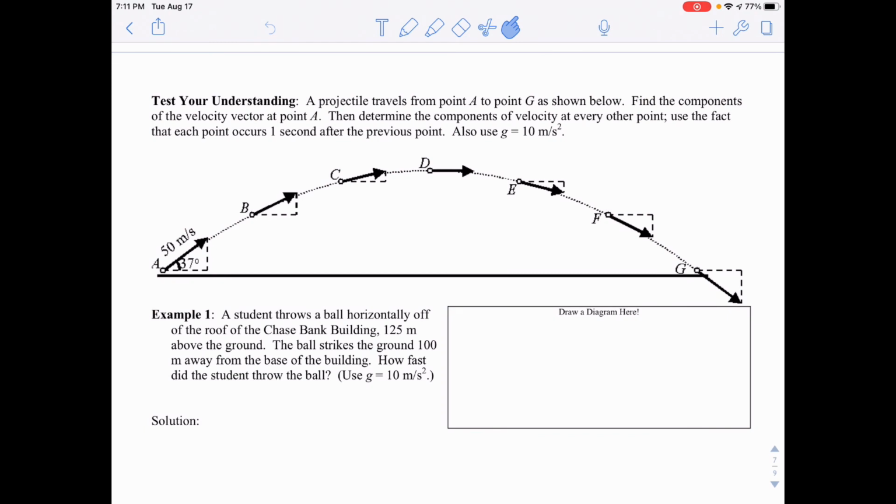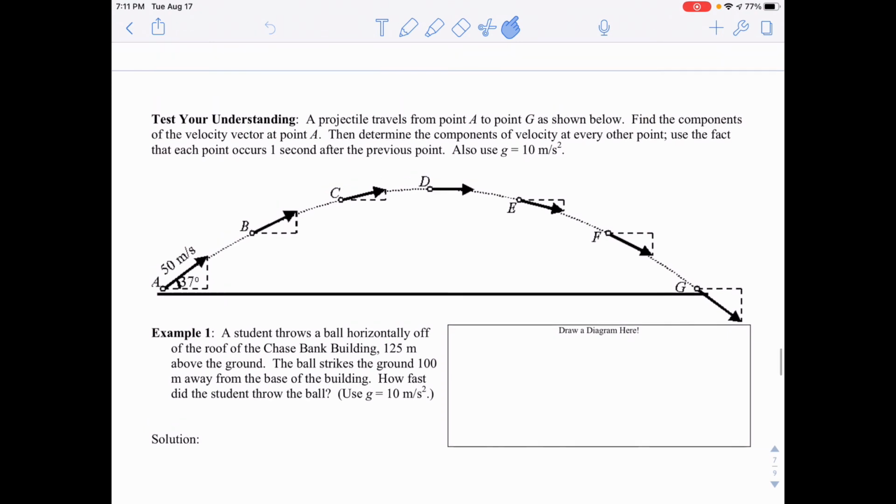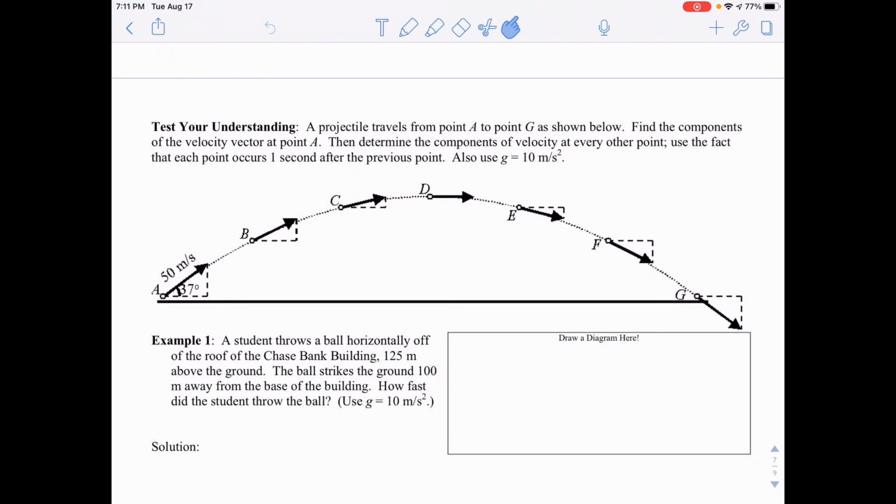Okay, so instead of pausing to try this test your understanding, follow along with the video so that you can gain some insight into how the velocity vectors change and how the components change for the velocity vectors in a projectile problem. Let's begin.